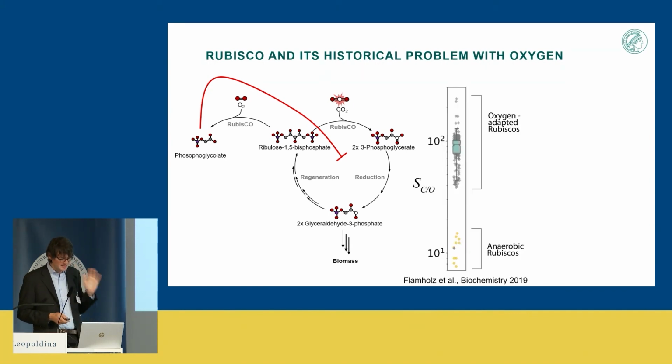And we can still see the outcome of this historical adaptation process in the properties of rubiscos that we find today, in their so-called specificity constants. And this number quantifies the relative preference for CO2 over oxygen. The larger the number, the higher the preference for CO2. And in this graph, at the bottom, you see the specificity constants of more ancestral type anaerobic rubiscos that never learned how to cope with oxygen. And at the top are all the oxygen-adapted rubiscos, and there's a big gap in the middle.